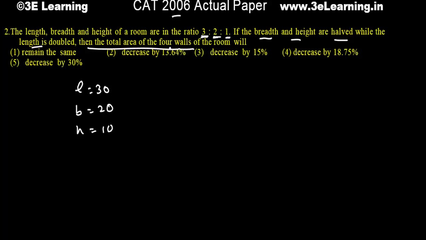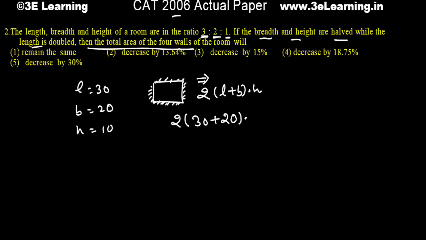Percentage change is nothing but a ratio problem. And what is the area of the 4 walls? The 4 walls are on the perimeter of the ground and they have height. So whenever we have height, the area is the base perimeter into height. So the area of the 4 walls is the base perimeter into height. Here the original area, with the values 30, 20 and 10, is 2 into length plus breadth into height, that is 2 into 50 into 10, so 1000 unit square is the area.